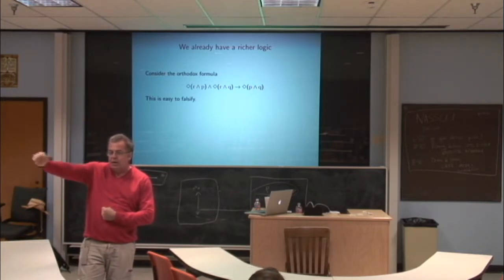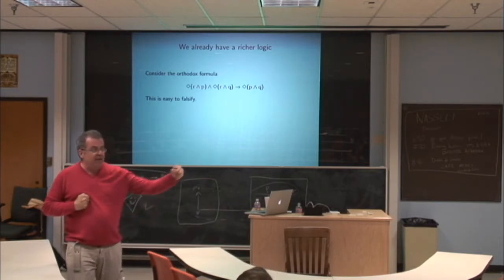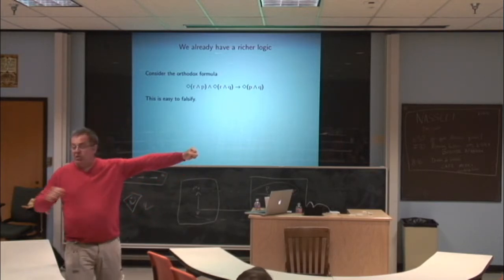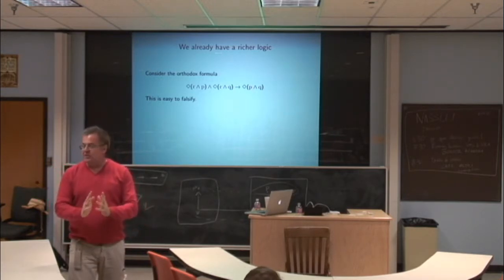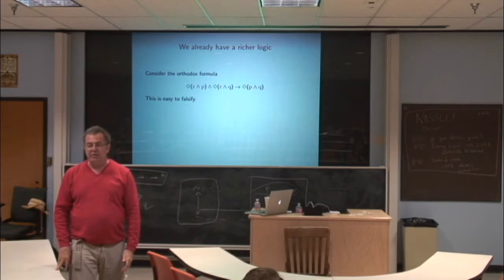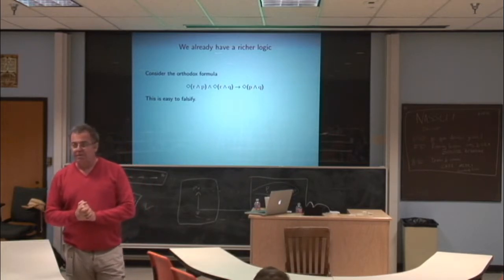And by making another transition, I see a node where R and Q are true together. Therefore, I say unto you, I see a node where P and Q are true together. Now, is that good or not? No, it's not.